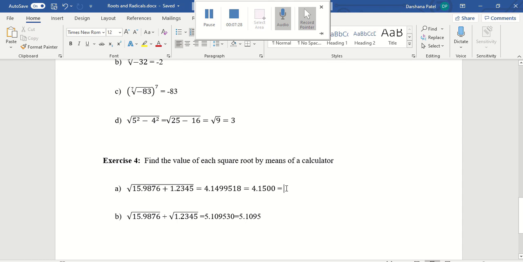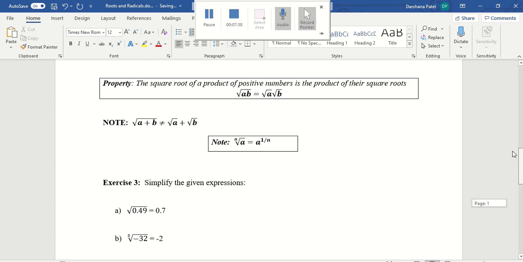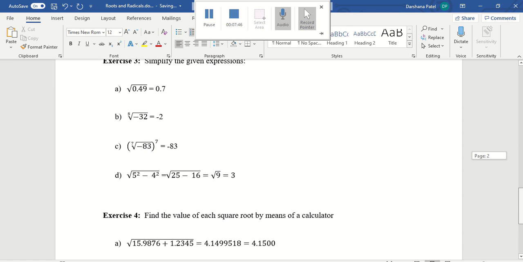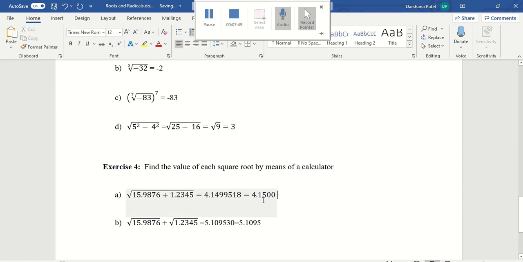Now, if you compare these two answers, the numbers are exactly the same, but one has the square root over everything together, and one is separated. The answers are not the same. Technically proving this property, you cannot separate them. Okay, it's plus or minus in between. We cannot separate them. We do not end up with the same result.